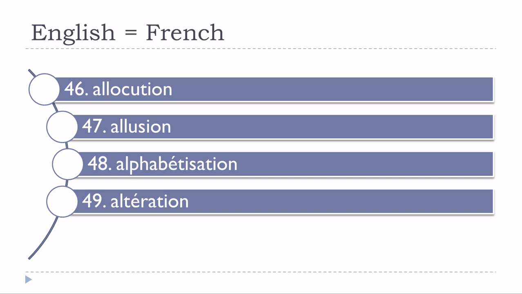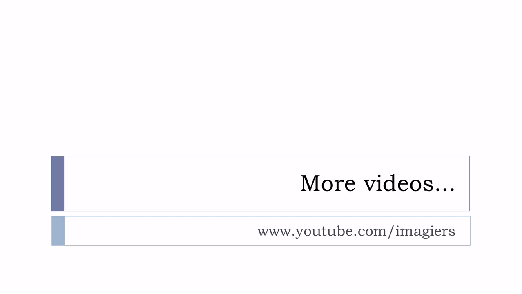Altercation. And that's it for this first list of 50 words that are identical in English and in French.